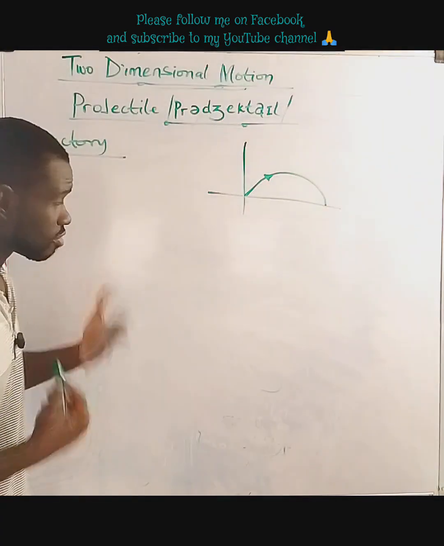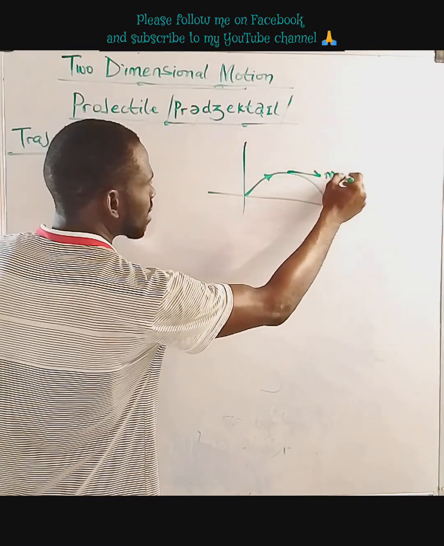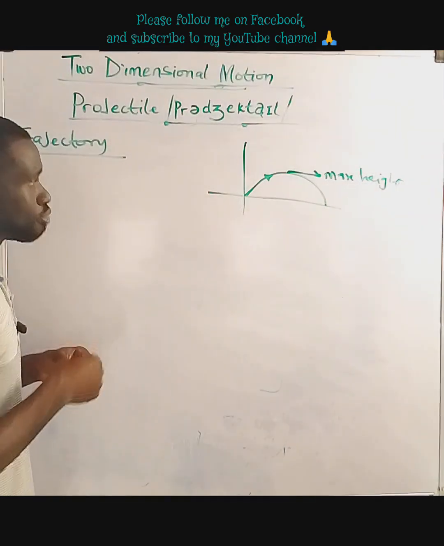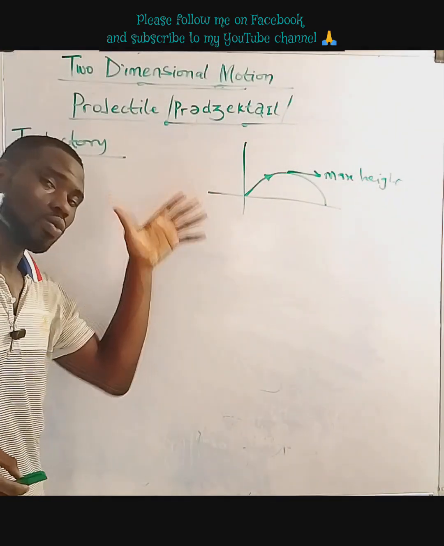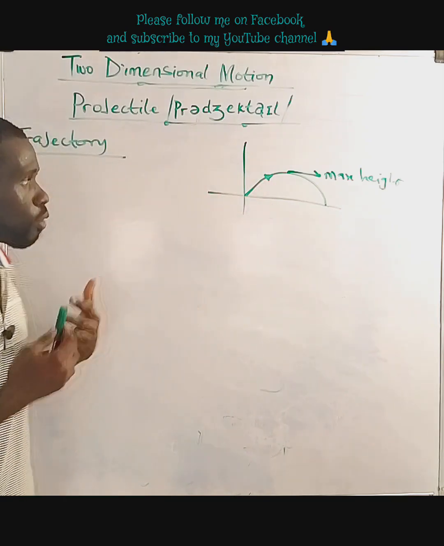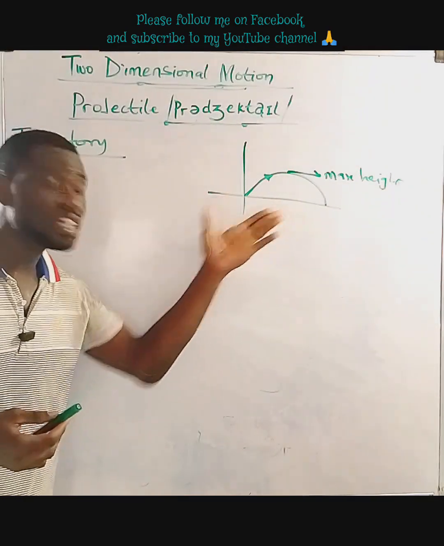For long, we've always been talking about maximum height, this max height here. So we could easily get to know the position of a given body along the y-axis, that is, the distance of a given body along the y-axis at this max height. But when it comes to trajectory, we don't really even need max height.